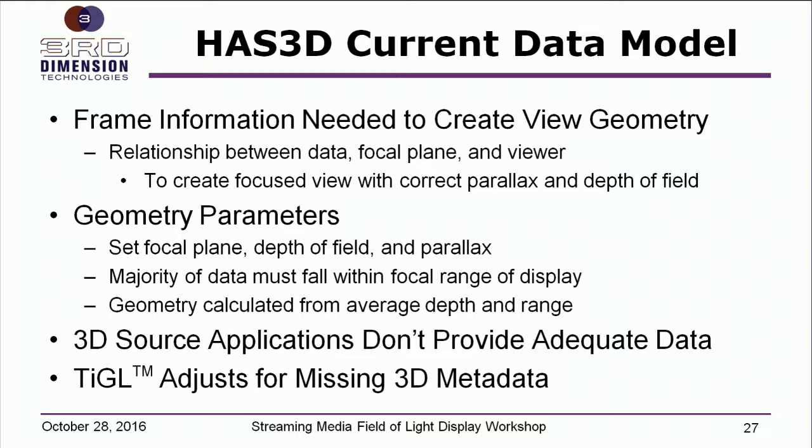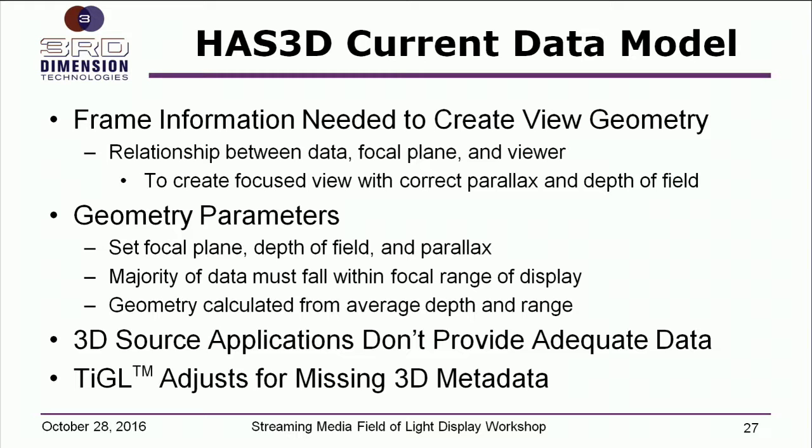So the HAS3D current data model: frame information is needed to create the view geometry. We need the relationship between the data, the focal plane, and the viewer to create a focused view with correct parallax and depth of field. We need that data, and we need to arrange it correctly. So we set the focal plane, depth of field, and parallax. The majority of data has to fall within the focal range of the display, and I won't go into a long discussion of that, but there is a depth of field of the display. If you get too close or too far, then you need to anti-alias the data or crop it out. It will start to go out of focus.